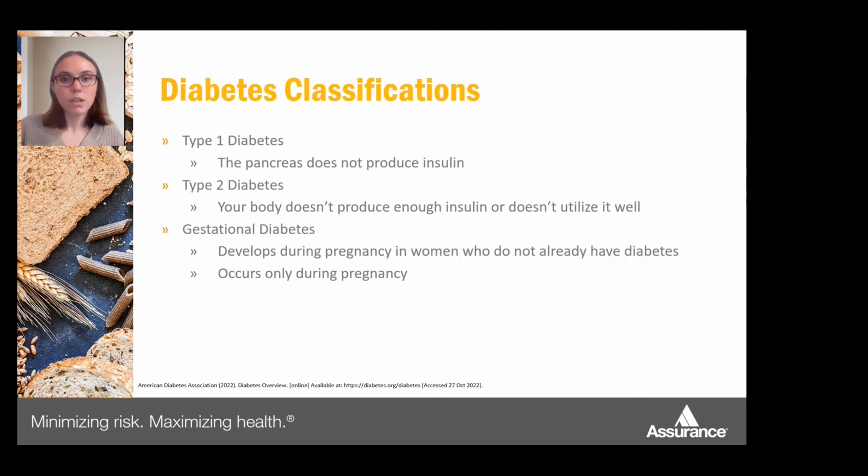Okay. Now that we have a background on glucose and insulin, we can talk about diabetes. Diabetes itself is a condition that affects the way our body metabolizes and utilizes sugar, also known as glucose. We have a couple of different types of diabetes. In type 1 diabetes, your pancreas produces little to no insulin, so insulin injections are necessary for people diagnosed with type 1 diabetes.